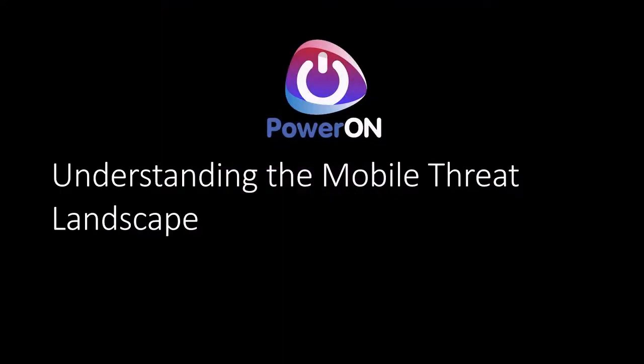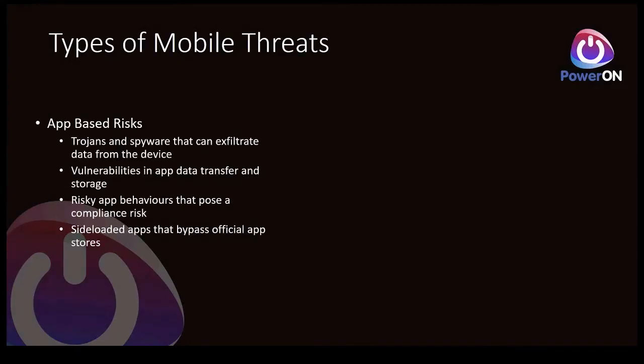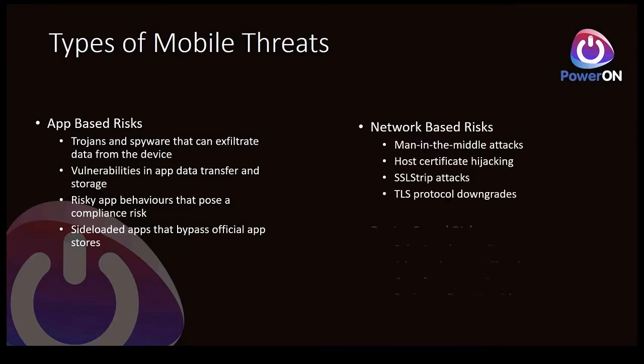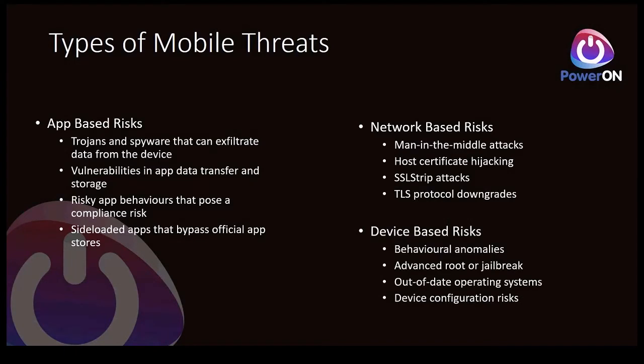So understanding the mobile threat landscape then. First of all, we need to understand what types of mobile threats are out there. So it's predominantly split into three types. We've got app-based risks, network-based risks, and device-based risks. So app-based then, Trojans and spyware. So predominantly you think about the app stores.